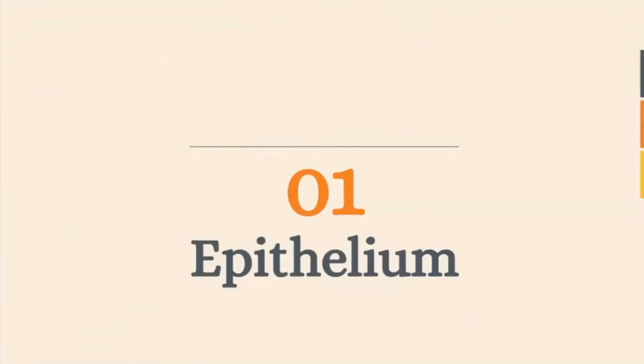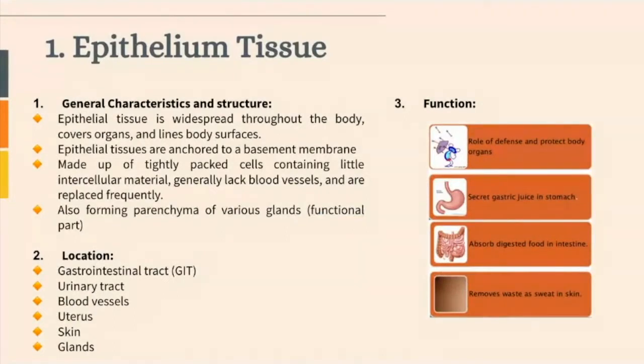Let's go to the first type, which is the epithelium. Epithelial tissue is the most abundant, widespread throughout the body, covering or lining the organs and body surfaces. Epithelial cells are usually anchored to a basement membrane, and made up of tightly packed cells containing little intercellular material and lacking blood vessels, and they are replaced frequently because they are abundant. Parts like our gastrointestinal tract, urinary tract, blood vessels, uterus, skin, and glands have this epithelial tissue.